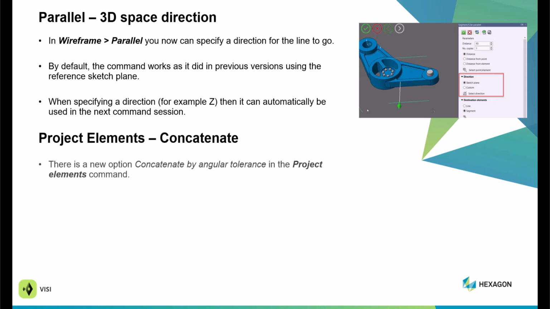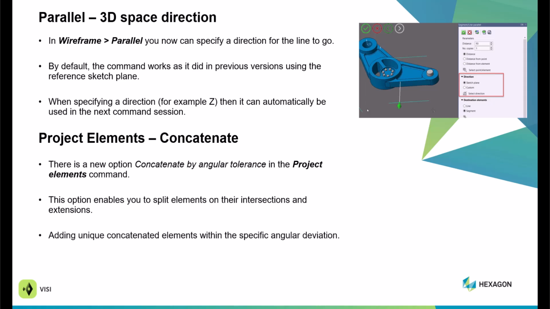Project Elements Concatenate. There is a new option called Concatenate by Angular Tolerance in the Project Elements command. This option enables you to split the intersections at an extension. Adding this unique concatenated element allows you to specify angle deviations.